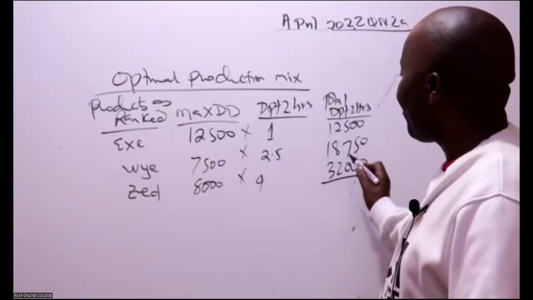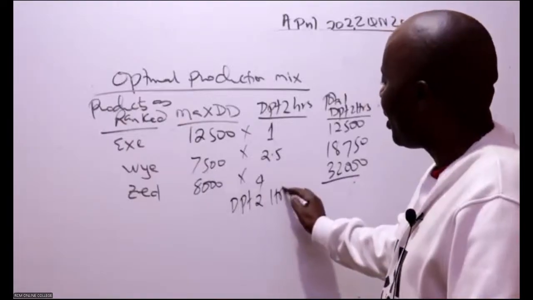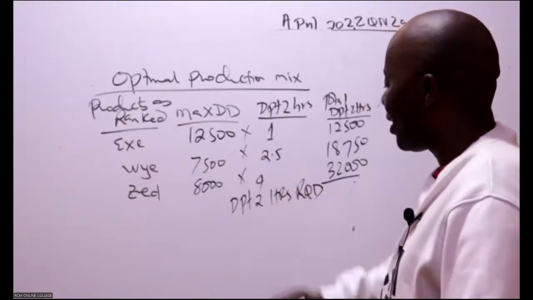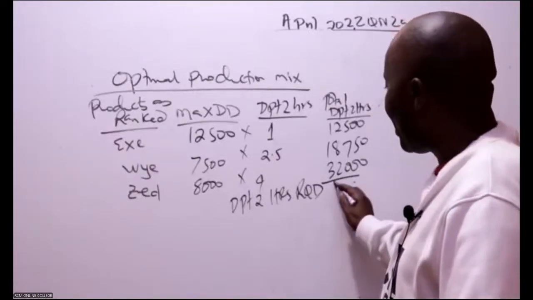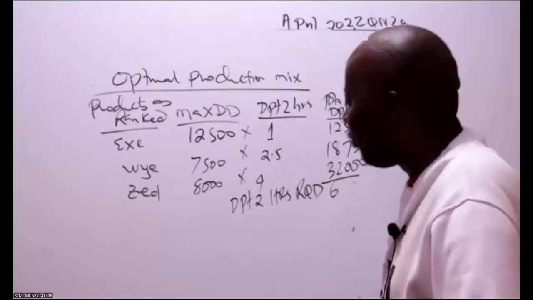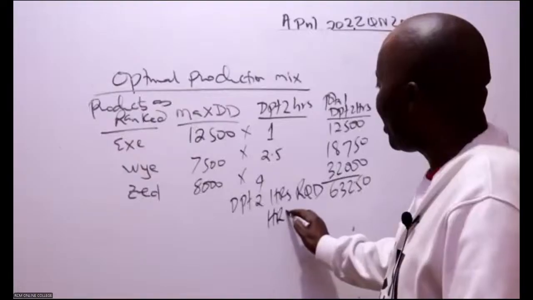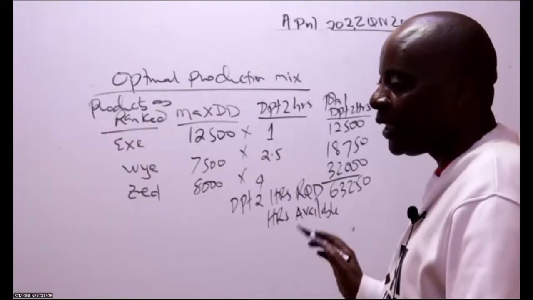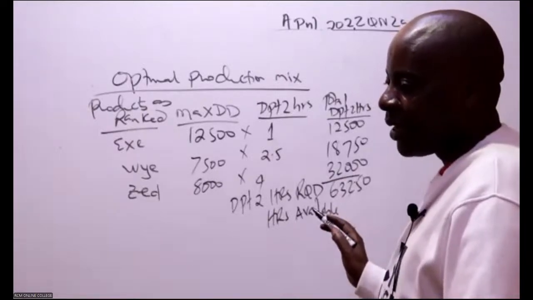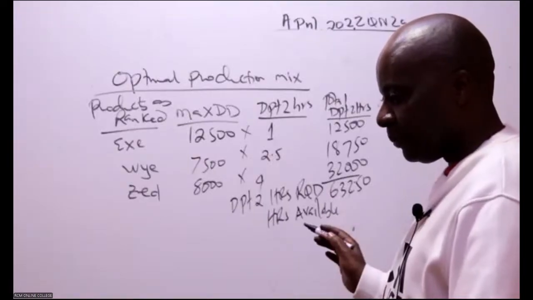Which will end up giving us how many Department 2 hours required? I'm being told there are 63,250 hours available in this case. You're giving me a figure, nothing changes. Hours available, nothing is changing there. The current hours required, 46,500.